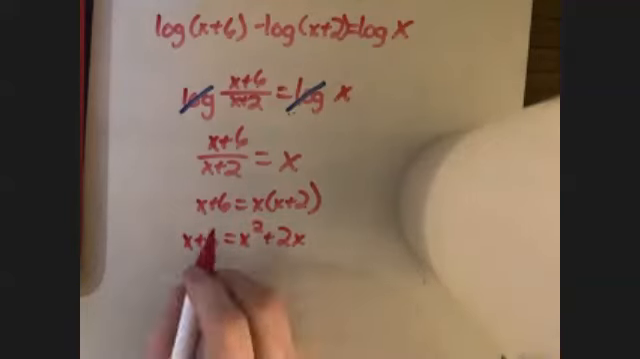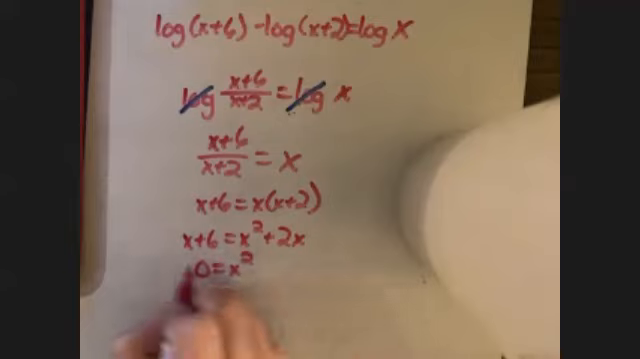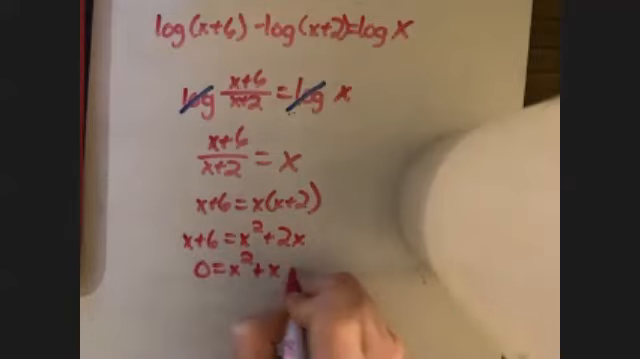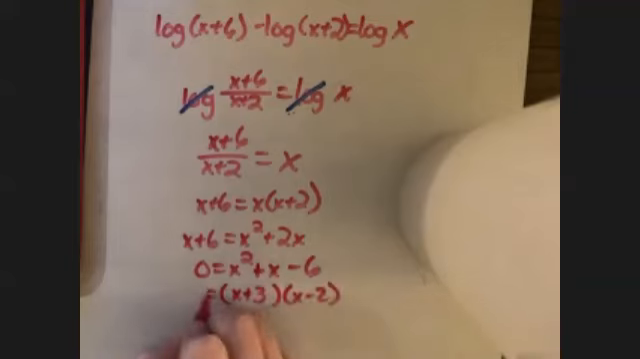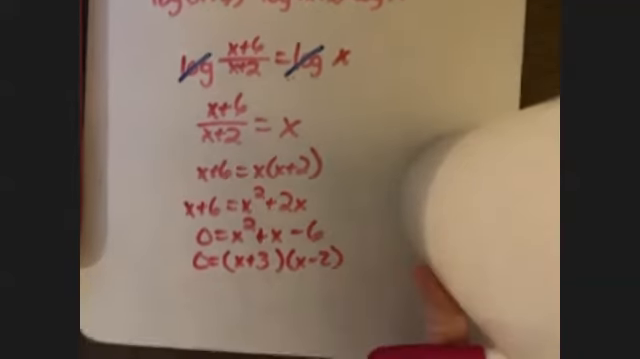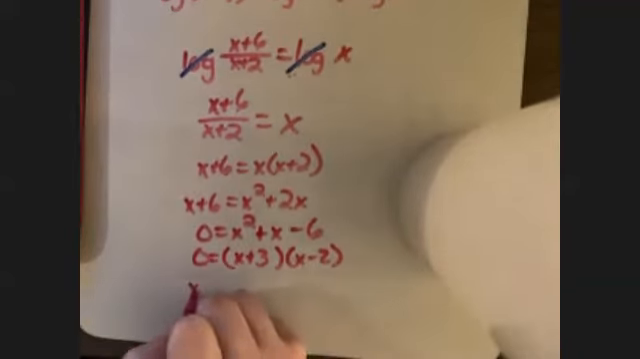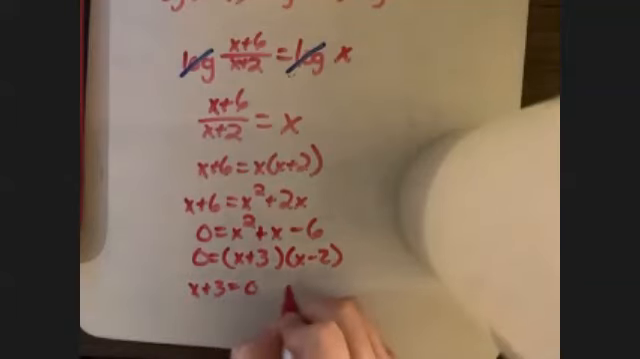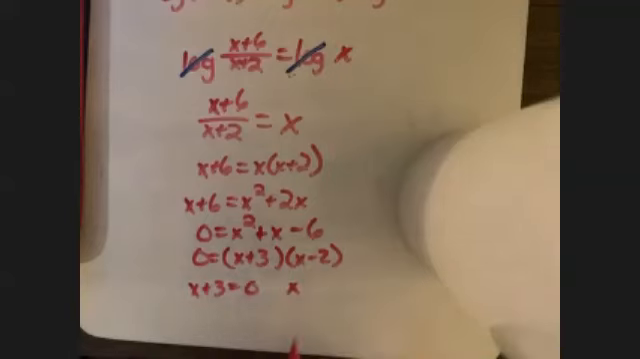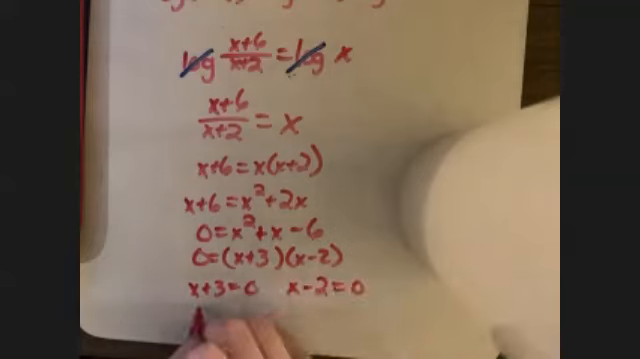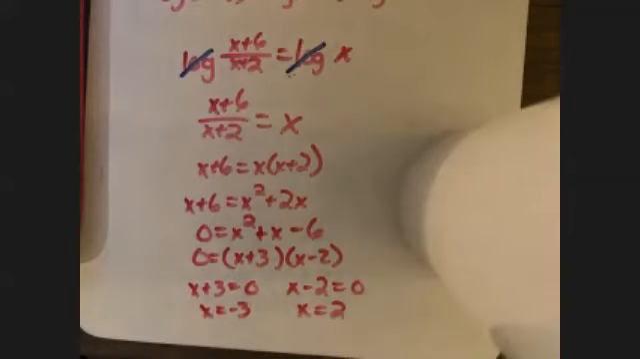I'm going to drag everything over. We're going to subtract an x, so that's going to give me plus x, and subtract a 6. Factoring, I've got x plus 3, x minus 2. Setting each one equal to 0, I've got negative 3 and 2.